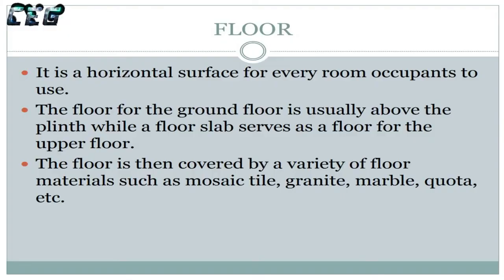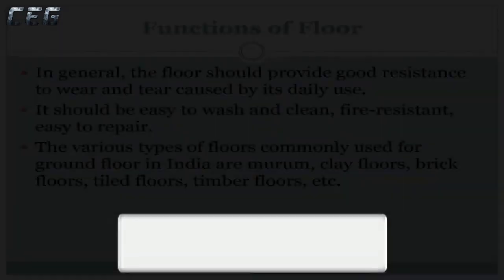Floor. It is a horizontal surface for room occupants to use. The floor for the ground floor is usually above the plinth, while a floor slab serves as the floor for the upper floors. The floor is then covered by a variety of floor materials, such as mosaic tile, granite, marble, kota stone, etc.